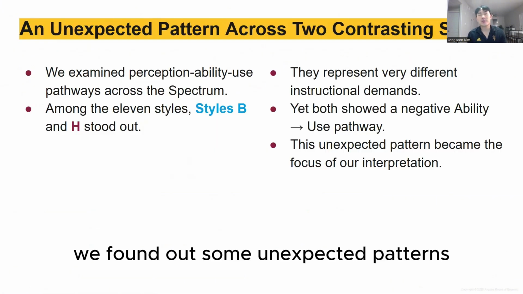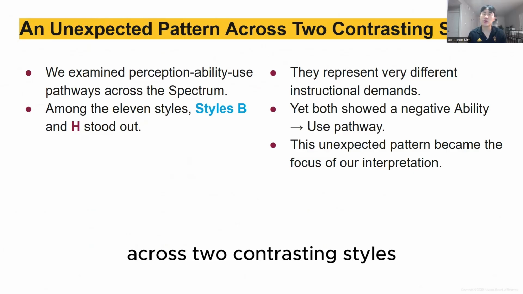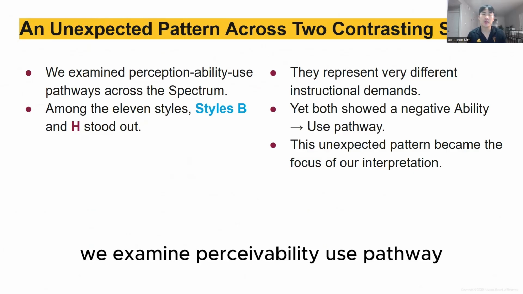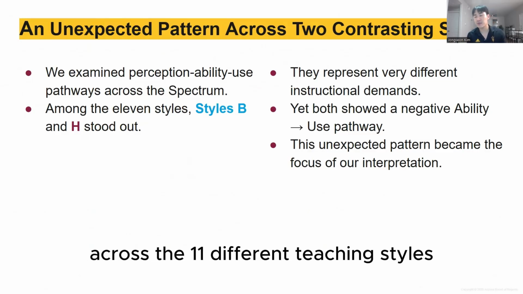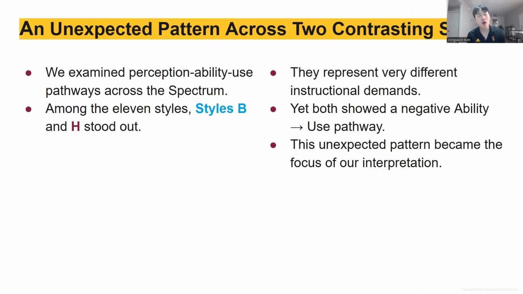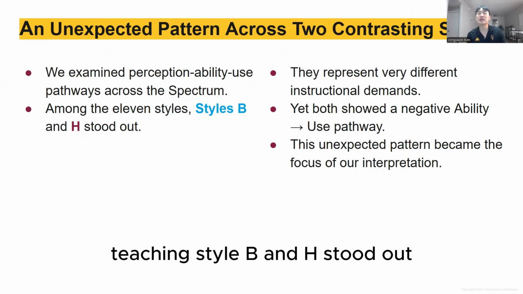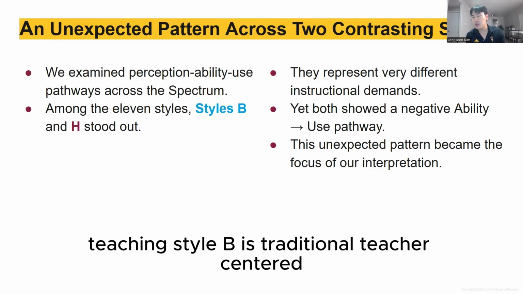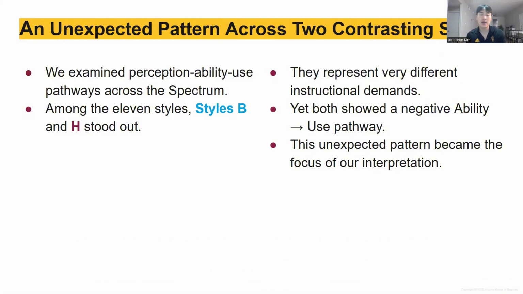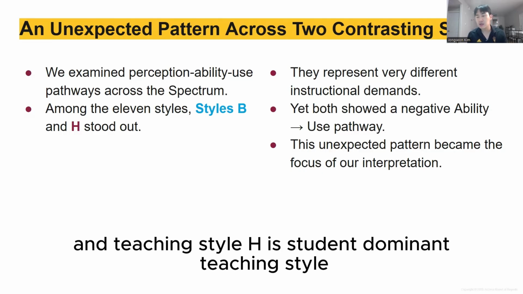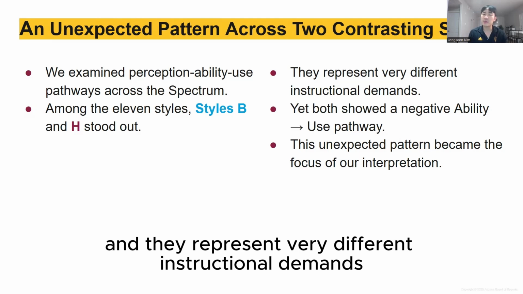We found some unexpected patterns across two contrasting styles. We examined the perceived ability use pathway across the 11 different teaching styles. Among the 11 teaching styles, teaching style B and H stood out. Teaching style B is a traditional teacher-centered, teacher-dominant teaching style, and teaching style H is a student-dominant teaching style, and they represent very different instructional demands.